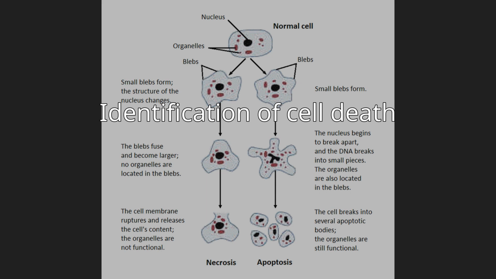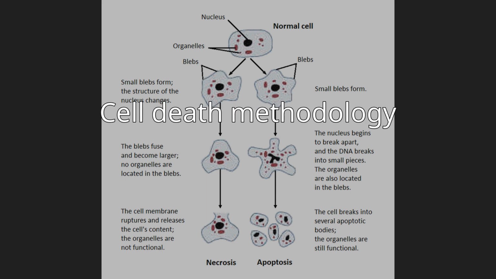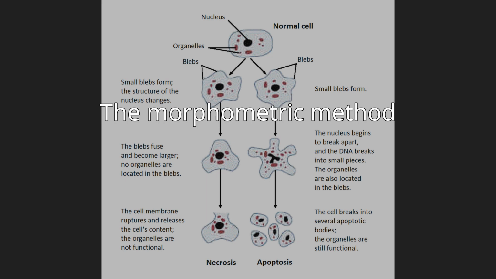resulting in separate digits. Cell death methodology. The morphometric method. The morphometric method is a way to demonstrate cell death in the laboratory. Morphometric measurement provides the result of cell death as a volume, size, weight, and length of tissue, organ, and the whole organism that compares with before and after the occurrence of cell death.